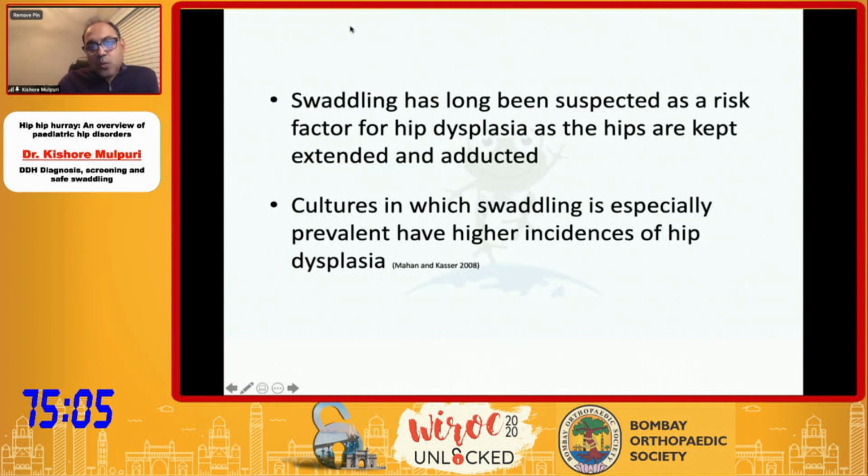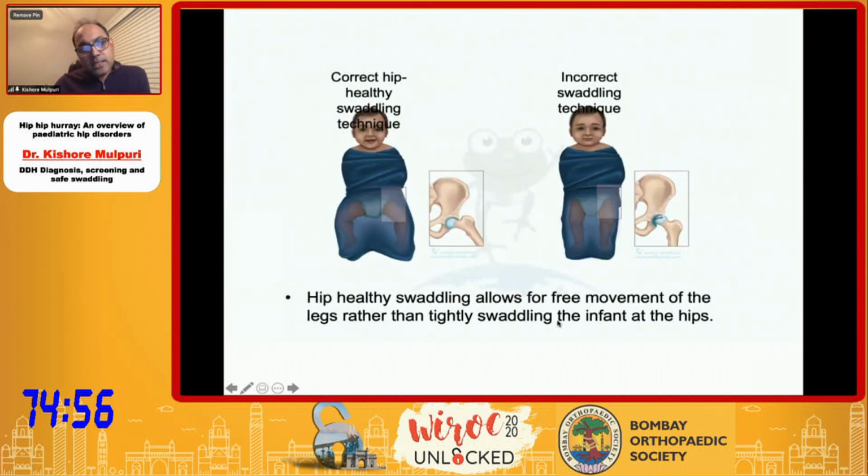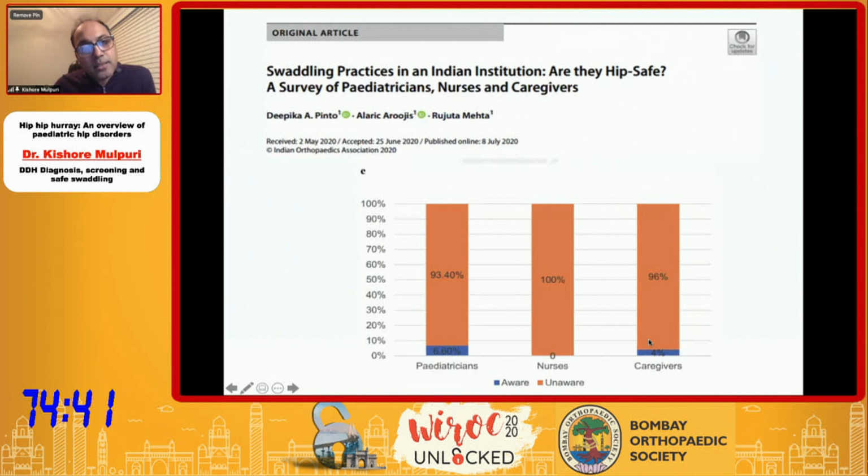Swaddling has long been suspected as a key factor for dysplasia of the hip. This is correct swaddling, as you can see, with the hips abducted. Incorrect swaddling is wrapping the baby like a burrito, and you definitely want to avoid that. This study from India by none other than Al, Rujitha and Deepika showed very clearly that very few people are aware of the correct way to swaddle children, even though swaddling is not an uncommon practice in India. So it's really important that we raise awareness about the correct way to swaddle these children.